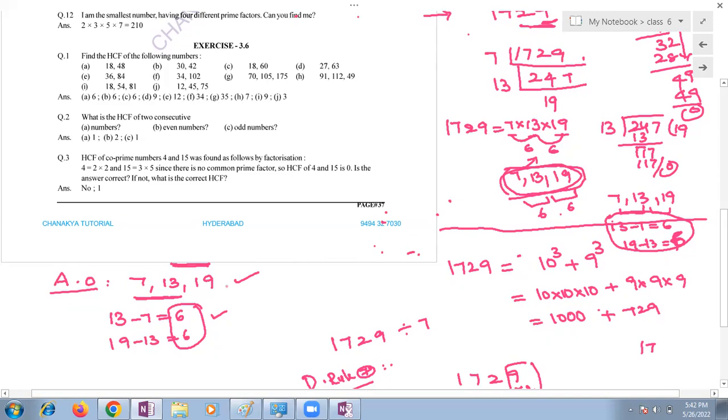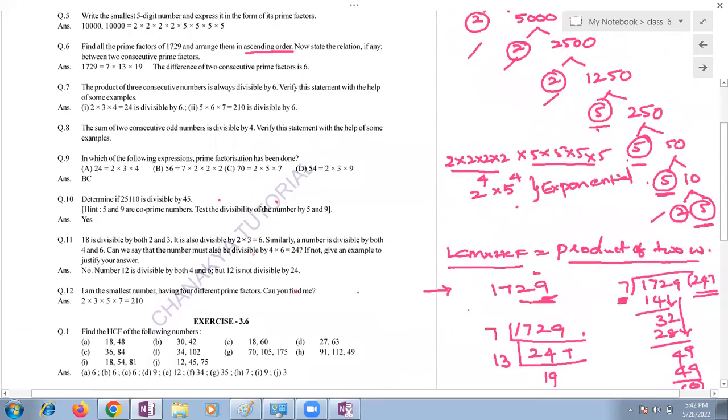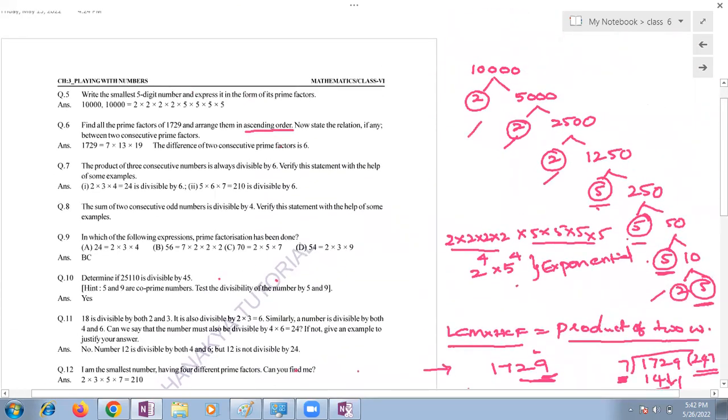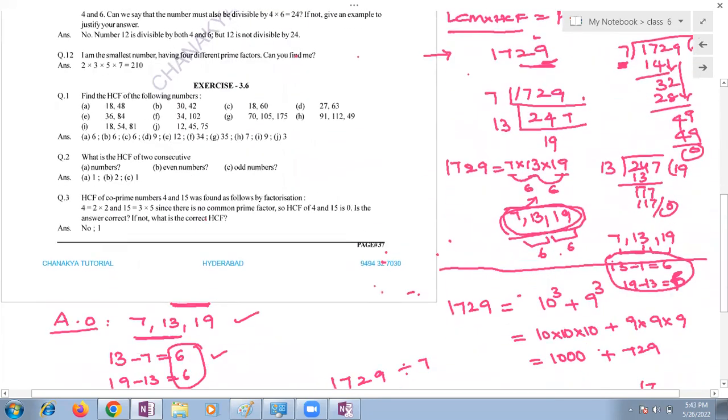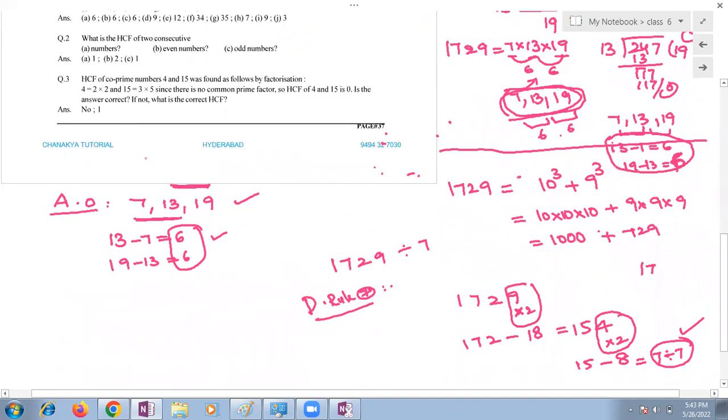Go to the question once again. What is given in our question? If you arrange them in ascending order, now state the relation, if any, between two consecutive prime factors. You need to think a little here. Is any relation happening? 7 and 13 have a common difference of 6. Even 13 and 19 have a common difference of 6. The difference of consecutive factors is 6.